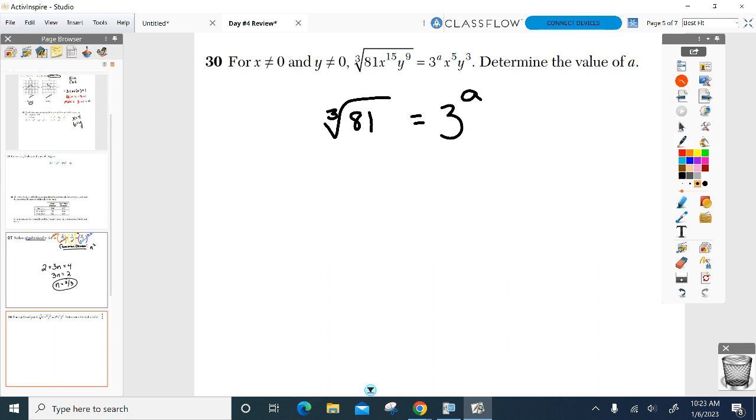Look, they did the cube root of x to the 15. It was 5. They did the cube root of y to the 9th. It was 3. So the only thing they didn't take care of was the cube root of 81, and they left it as 3 to the a.